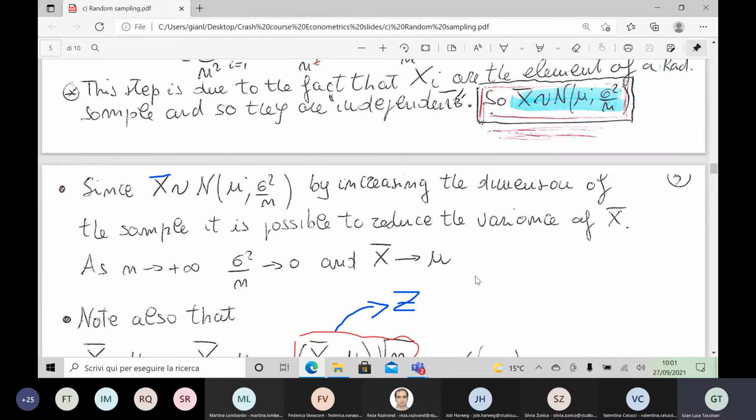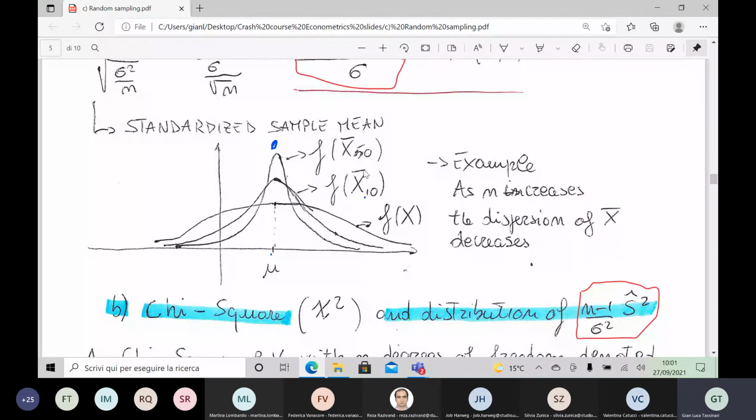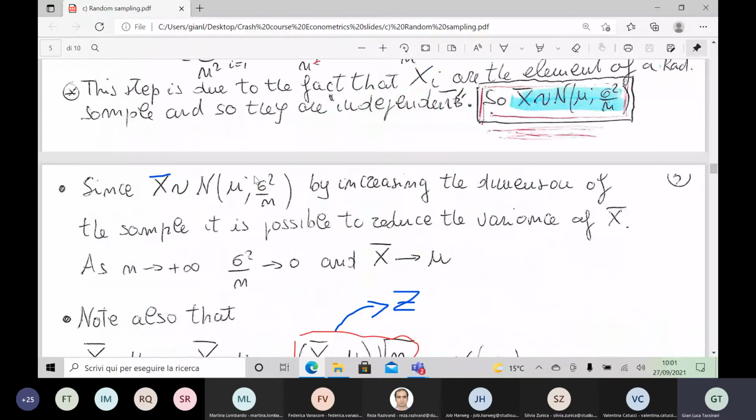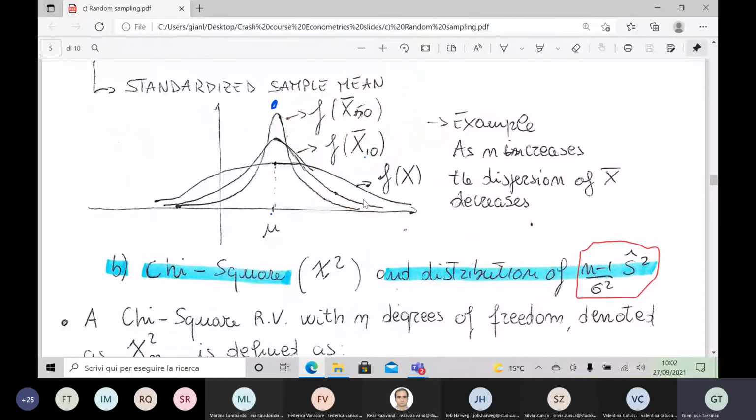Suppose then you want to select a sample of dimension 10. The distribution of x bar 10 will be normal with mean mu and variance equal to the variance of the population divided by 10. Obviously, the variance in this case of x bar 10 is smaller than the variance of x bar 1, which is also the variance of the population. And so I plotted this one as an intuitive example. You see that this distribution obviously has a higher peak around mu, because it also has a smaller standard deviation.